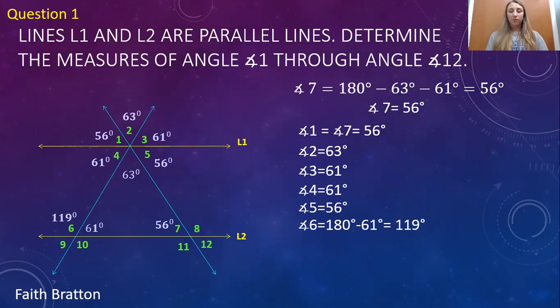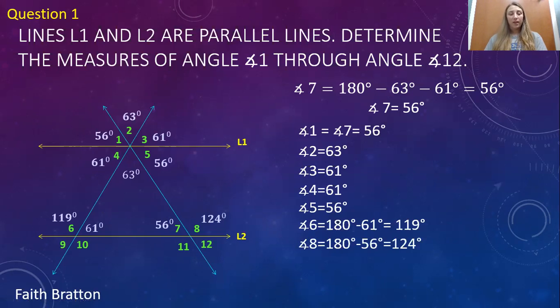Since we've already found angle 7, which was 56, we'll move on to angle 8. The angle on the left side of angle 8 has a value of 56, which is right here, angle 7. We know that is a supplementary angle just like angle 6 was. So we subtract 180 minus 56, which is 124. So angle 8 equals 124 degrees.